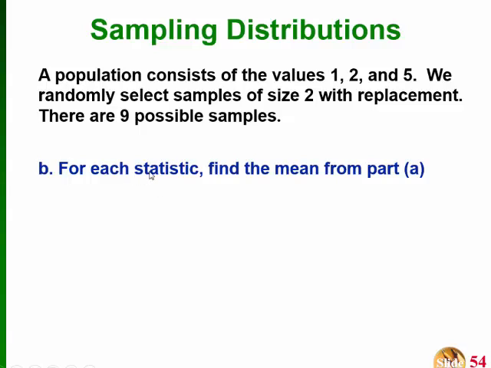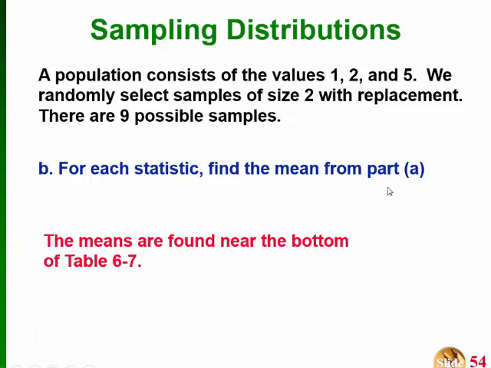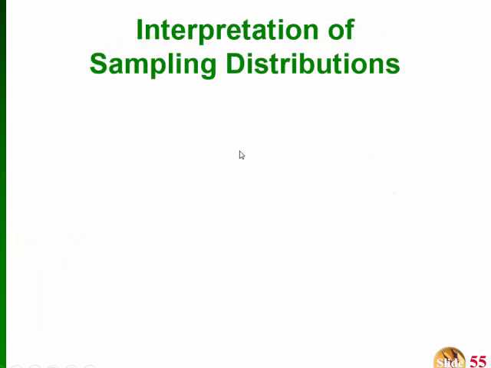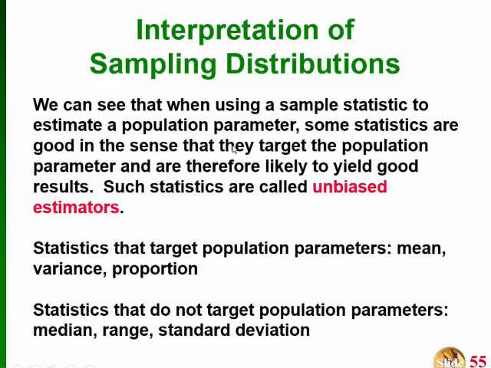Now there's a second part of that question that they were asking. For each statistic, find the mean from part A. So we figured that out already, and then we got the solutions. So when using the sample statistics to estimate the population parameter, some statistics are good and some are not so good.